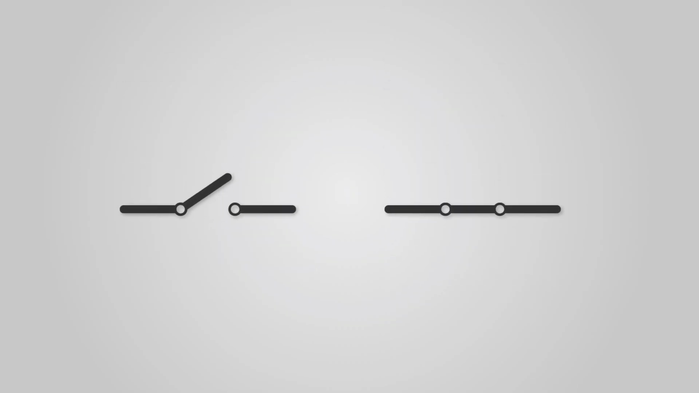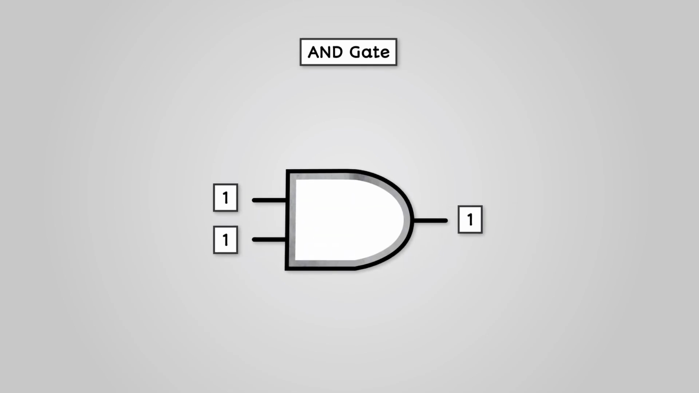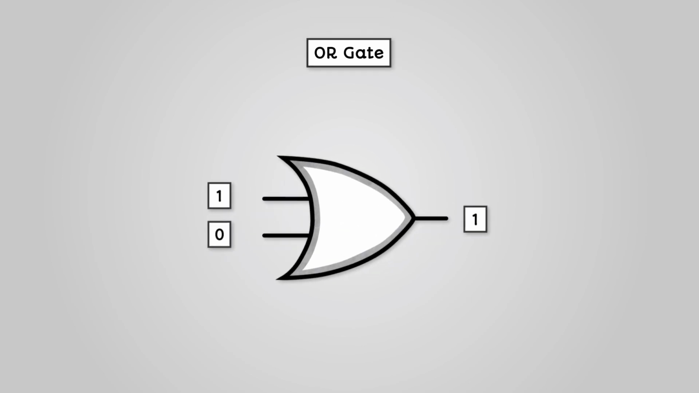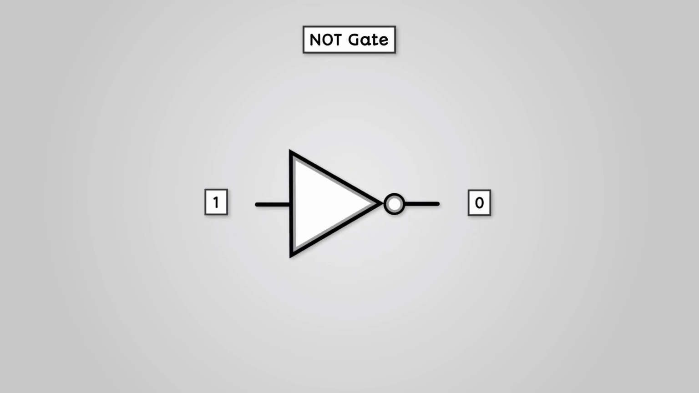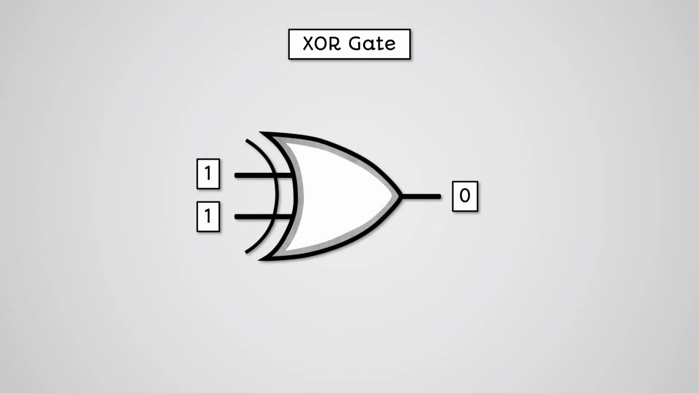So, electrical switches can either be on or off, corresponding to a 1 or a 0. An AND gate returns a 1 if both its inputs are 1, otherwise it returns a 0. An OR gate returns a 1 if either of its inputs are 1, otherwise it returns a 0. A NOT gate flips the input, so a 1 becomes a 0 and vice versa. An XOR gate returns a 1 if one of its inputs is a 1 and one of its inputs is a 0.